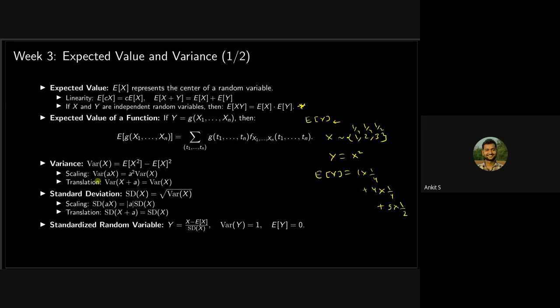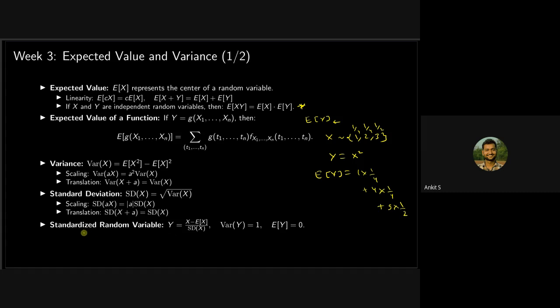So it also had some properties. If you scale a random variable by a, then it will come out as a squared, so it will become a squared times variance of x. And when you're translating it, the variance does not change. Then standard deviation has a similar property to variance, because it is just the square root of this.